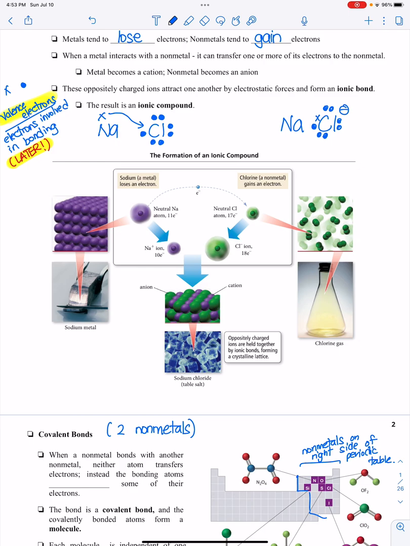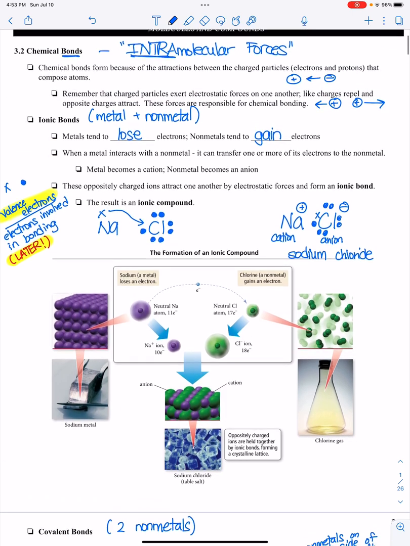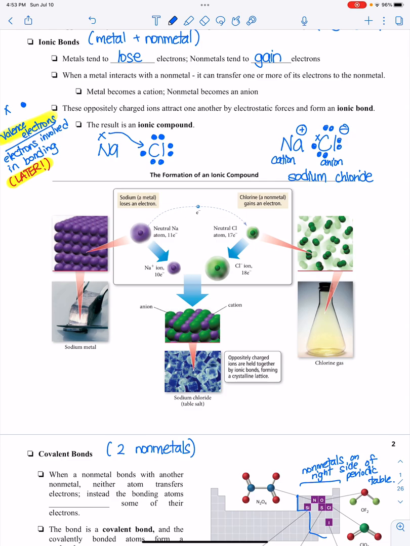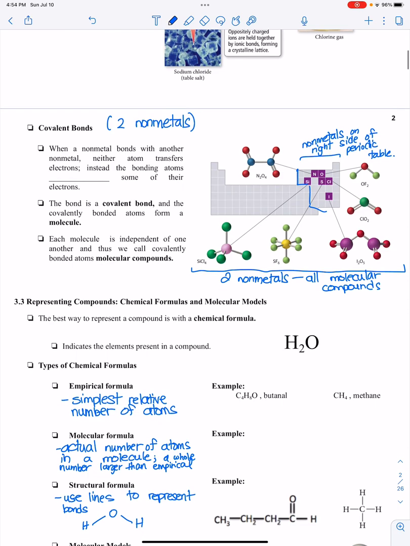And then since sodium lost that electron to chlorine, it becomes a positively charged ion. And if you remember vocab, a positively charged ion is a cation, a negatively charged ion is an anion. And this becomes the sodium chloride ionic compound. And there is a beautiful colored diagram here for you to see that exchange between sodium atoms and chlorine gas. There's another major type of bond called covalent bonds.